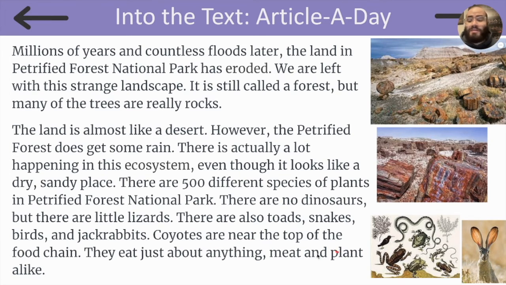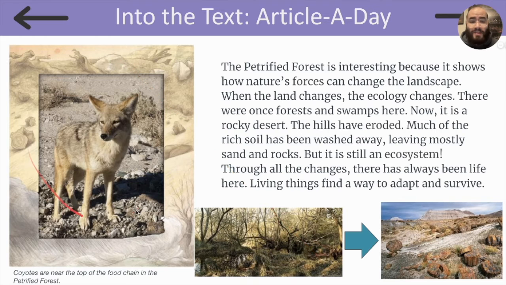Coyotes are near the top of the food chain. They eat just about anything, meat and plant alike. A coyote is almost like a dog. Here it is, we have a coyote right here. As the caption says, coyotes are near the top of the food chain in the Petrified Forest.